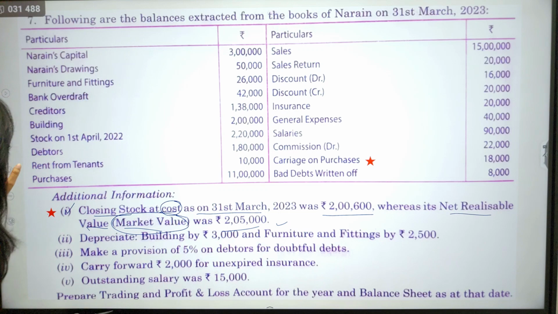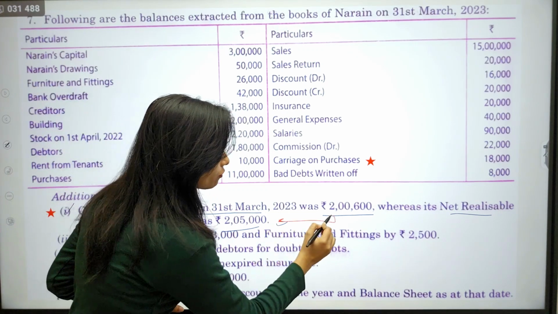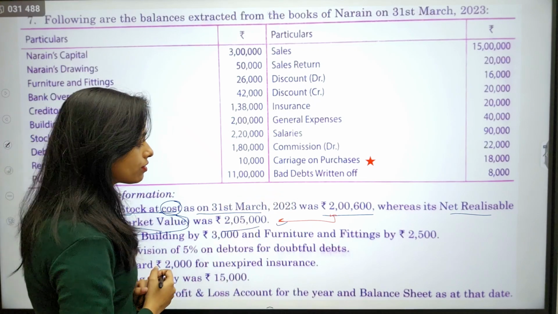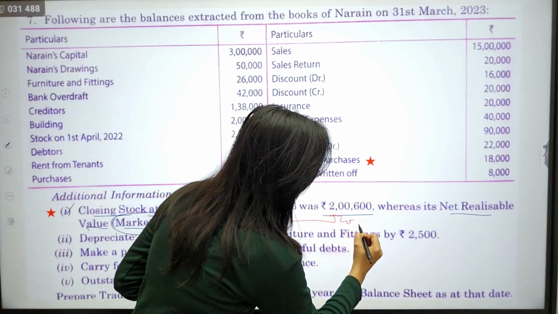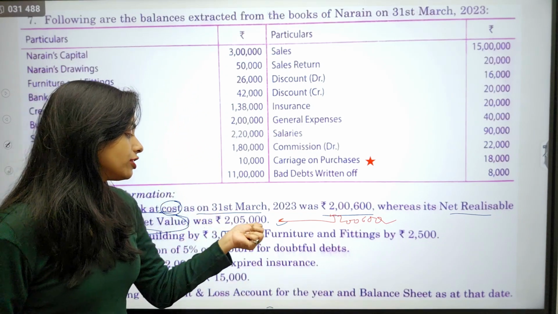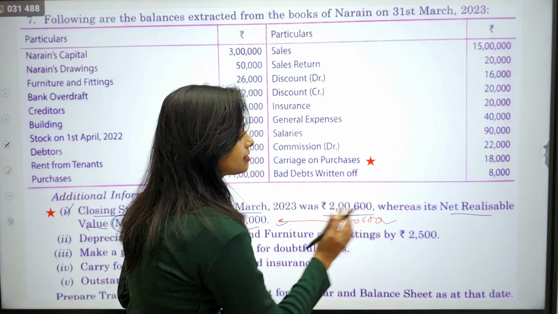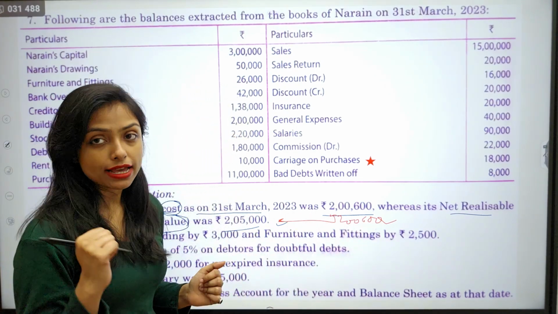Now, what do you have to do? Just don't worry about it. You just have to take the lower of both of these. Which one is the lower one? 2,06,000 rupees is the lower, that is, cost is lower. If I go out to sell this, I will get 2,05,000 rupees. I don't have to write this. I have to write this in my accounts, in trading account and balance sheet.